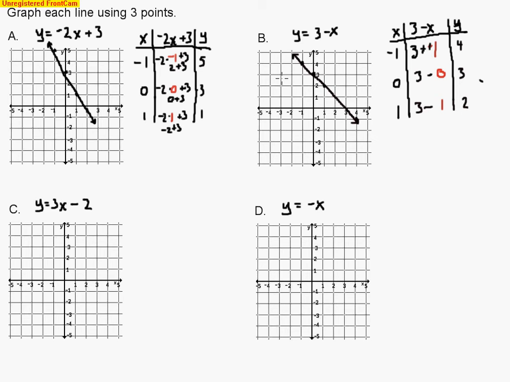Let's take a look at another one. So far both of these lines have been going downhill from left to right. This next one's going to be a little different. So let's see what makes it different. Well, we got to do it again. We're going to pick some x values. Write the rule here, 3x minus 2. And then we get to come up with our outputs, which are the y values. So we'll pick the same numbers again. It works out well. Negative 1, 0, and 1.